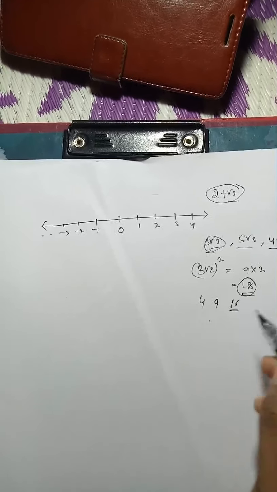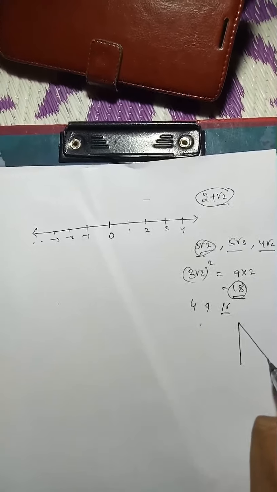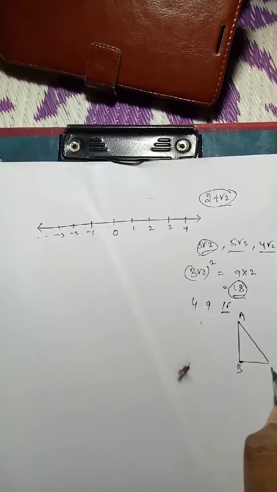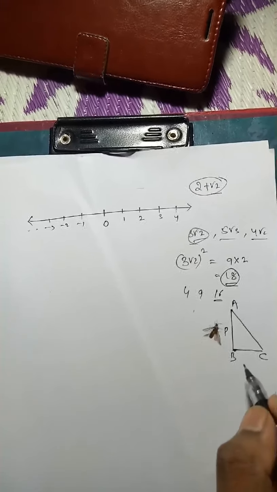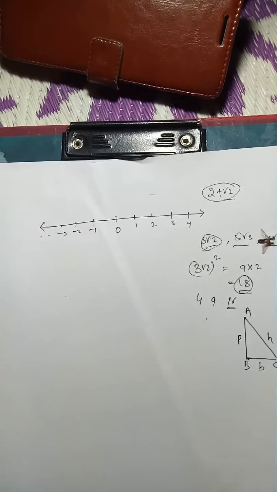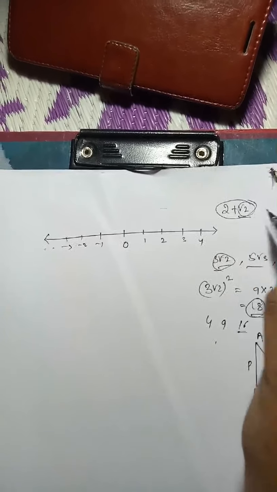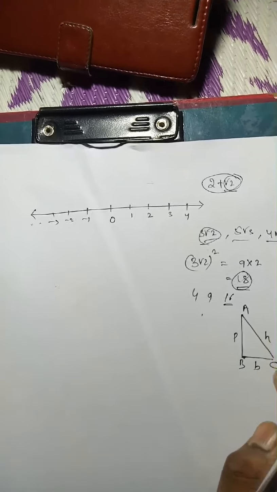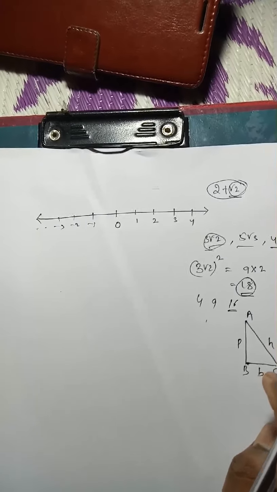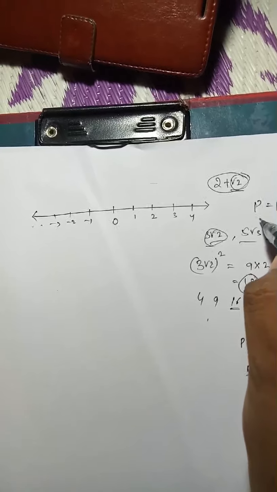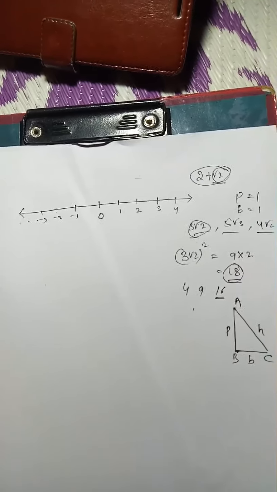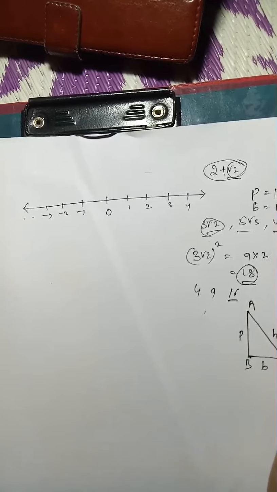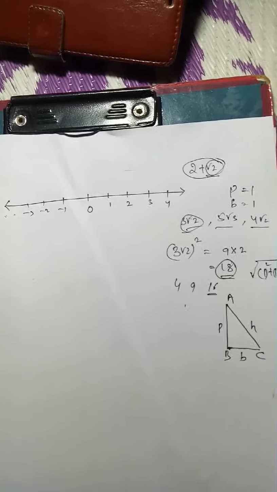So we take the Pythagoras theorem, the Pythagoras properties, that in a triangle this is your perpendicular, this is your base, and this is your hypotenuse. As we represent root 2 on a number line, we already took root 2 as your hypotenuse h, and took p equal to 1 unit and b equal to 1 unit. Then h is equal to the square root of 1 square plus 1 square.